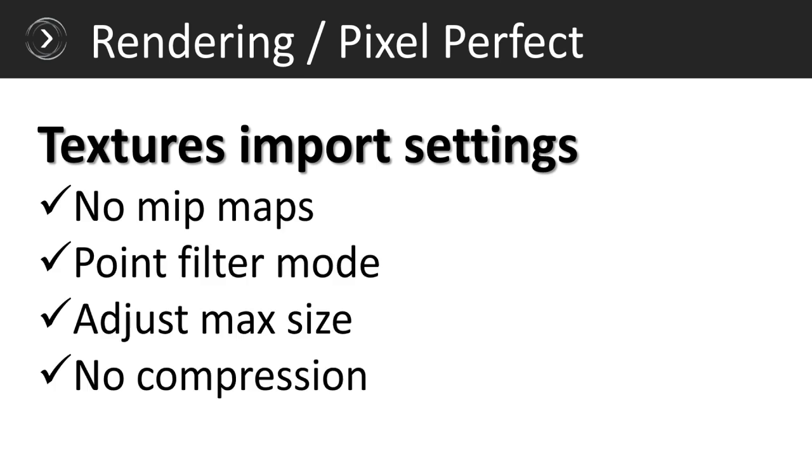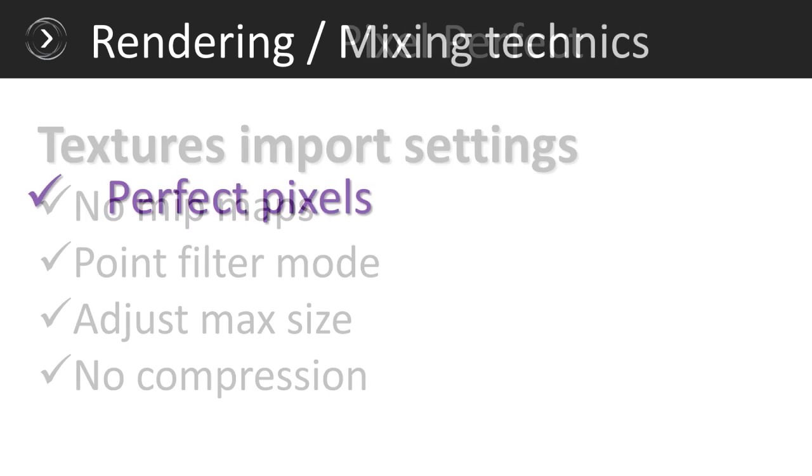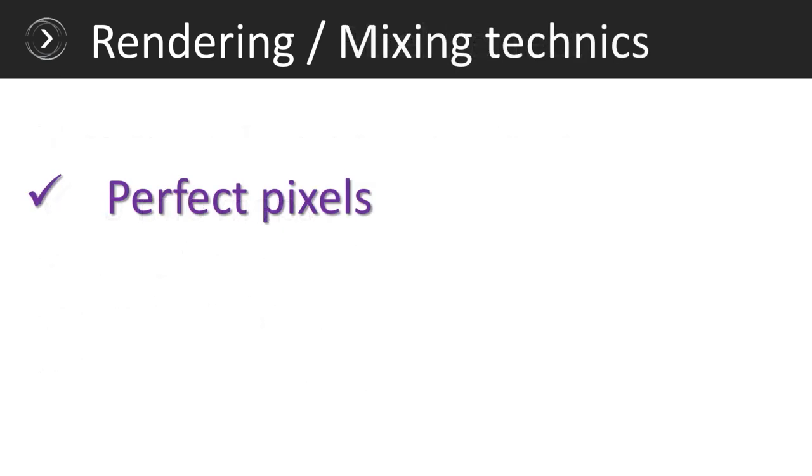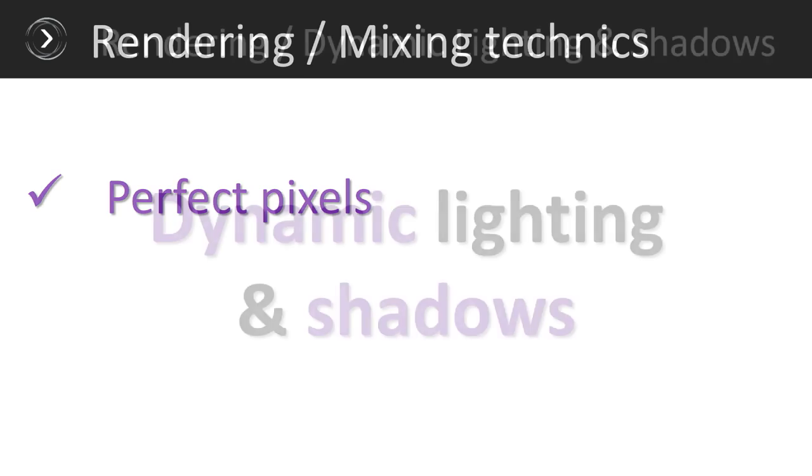So to summarize: no mipmaps, point filter mode, adjust the maximum size of the texture, and don't use any kind of compression. Okay, so now we have perfect pixels in our game, so that's cool. Let's go ahead with the next technique.